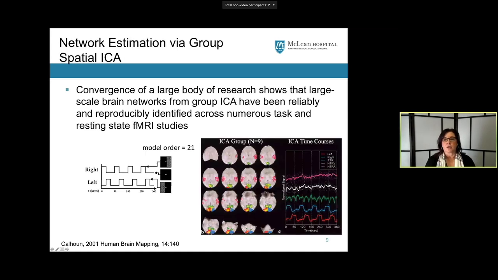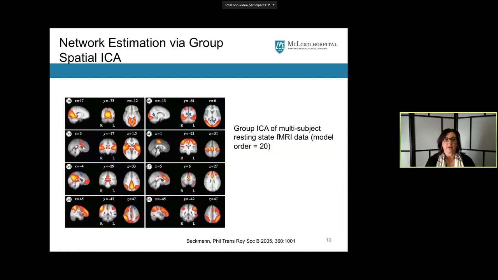Now there's a convergence of a large body of research that shows that large-scale brain networks from group ICA have been reliably and reproducibly identified across numerous task and resting state fMRI studies. So even the very earliest applications of ICA to task fMRI data at low model order revealed a collection of visual networks that were modulated by the task and other networks that were not modulated by the task that we now think of as resting state networks.